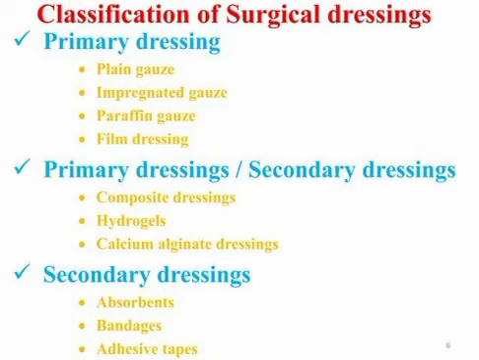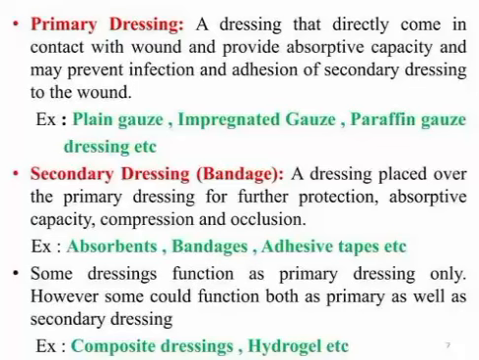The next one is primary or secondary dressings. This contains composite dressings, hydrogels, and calcium alginate dressings. These are the dressings which contain the composition of hydrogels and calcium alginate. The third one is secondary dressings, like absorbents, bandages, and adhesive tapes, which are secondarily used for the healing process. So these are the classification of the surgical dressing.